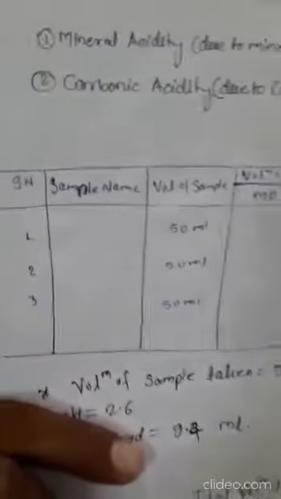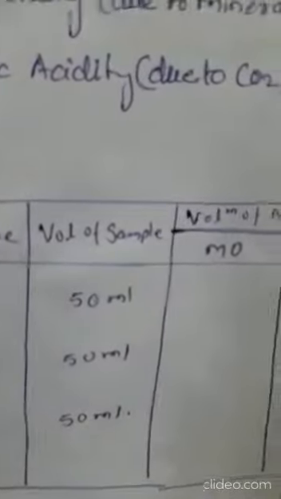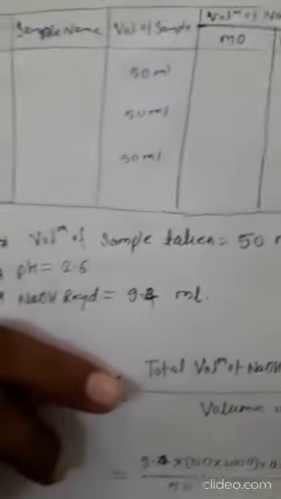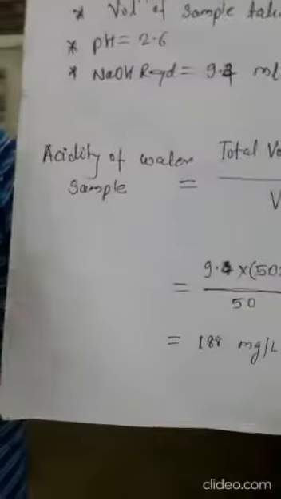Observation table: serial number, name of sample, then volume of NaOH required for the first indicator, then the second indicator, and total amount of NaOH required. The volume of water sample we have taken is 50 ml and the volume of NaOH required is 13.8 ml. Now see the table. You have noted down the NaOH required. Now there is a formula.